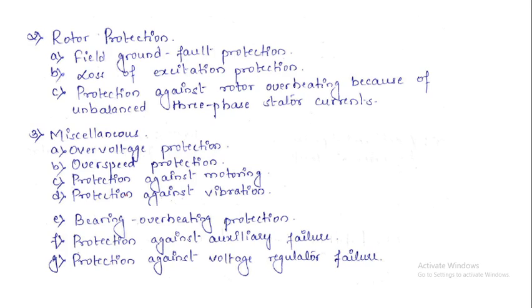So these are the three important protective schemes for the stator part of the generator. Moving on to the rotor protection: field ground fault protection, loss of excitation protection, and protection against rotor overheating because of unbalanced three-phase stator currents. These are again three protective schemes employed for the rotor. And finally miscellaneous other types of faults: over voltage protection, over speed protection, protection against motoring, protection against vibration, bearing and overheating protection, protection against auxiliary failure, and protection against voltage regulator failure. These are other miscellaneous protective schemes employed for the generator.